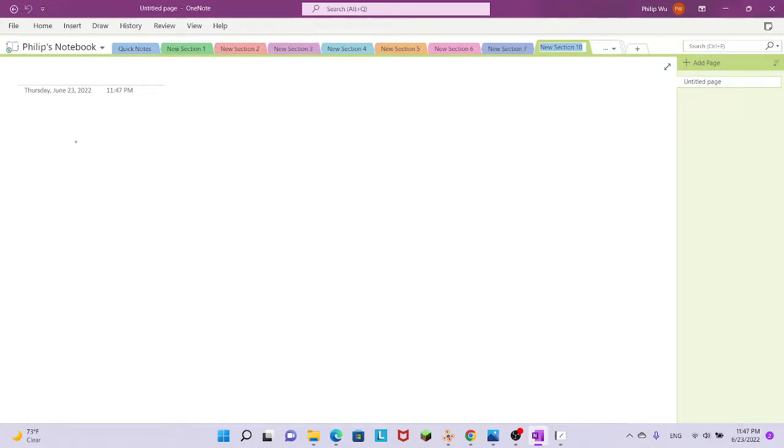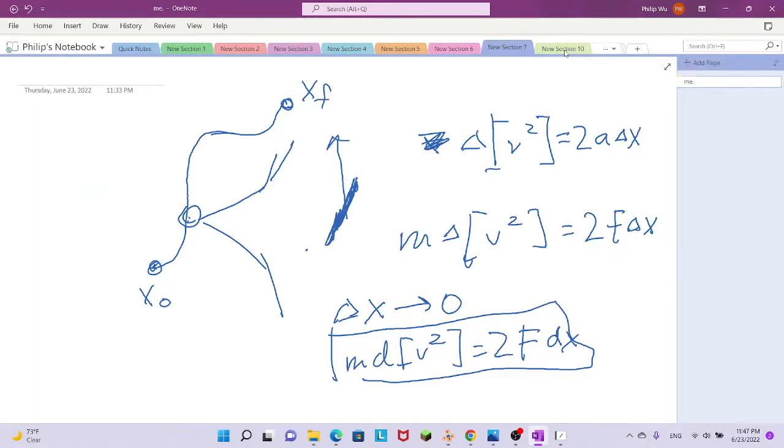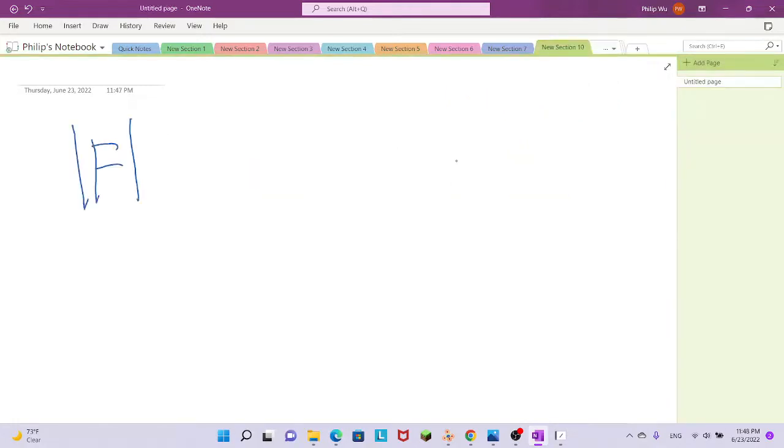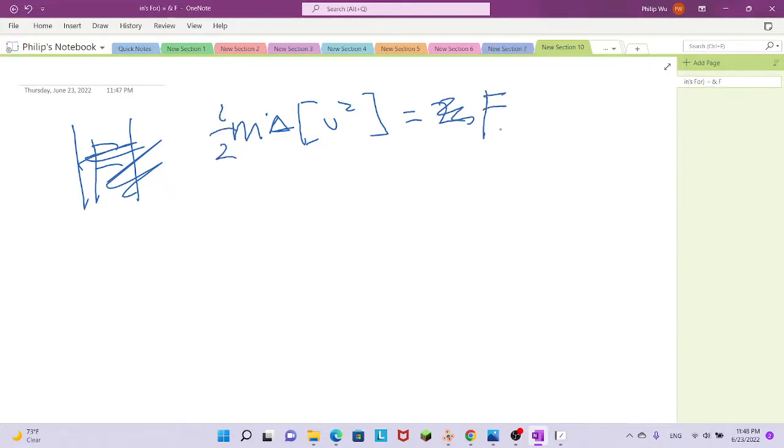Sorry, I jumped ahead of myself. So the true kinematic equation for our zoomed-in approximation around any point on this path is m times the change in velocity squared equals 2 times the force, the magnitude of force x, times dx. Also notate this.